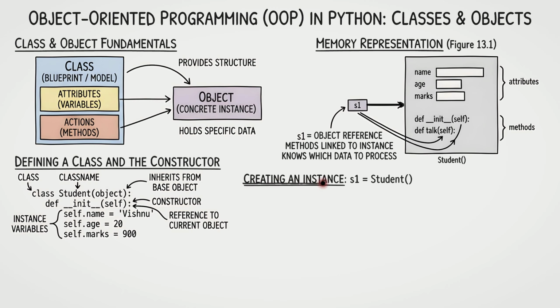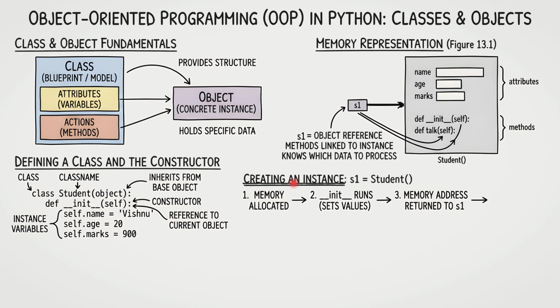When you actually create an instance by typing s1 = Student(), three main steps occur in the background. First, memory is allocated. Second, the __init__ method runs to set those initial values. Third, the memory address is returned to s1. You can then access that specific data using dot notation like s1.name.